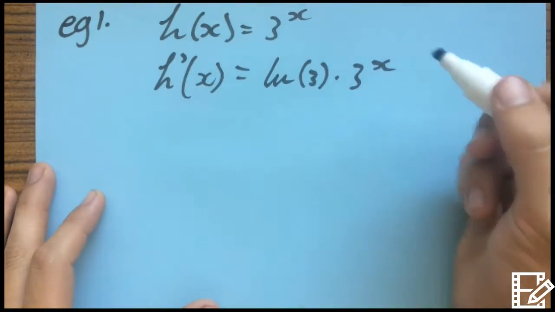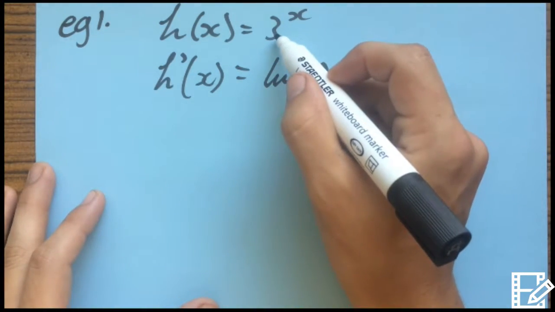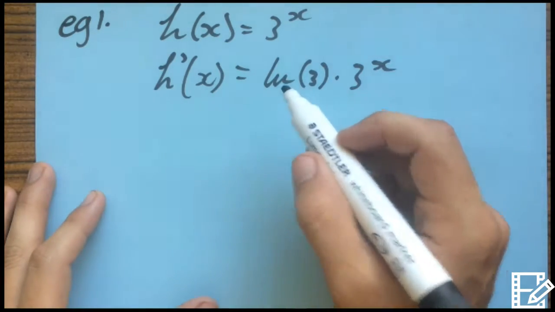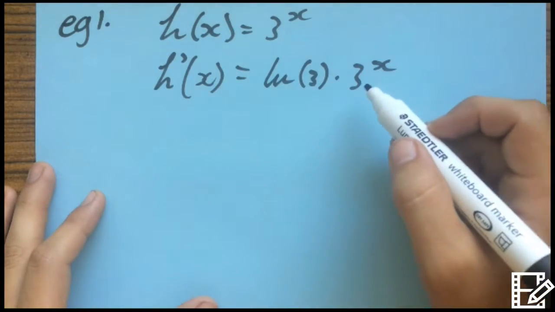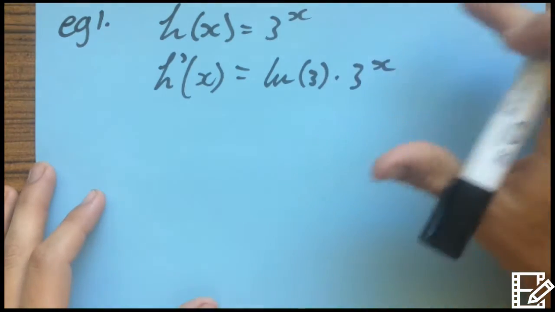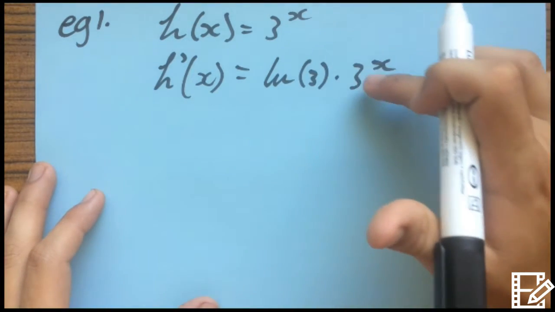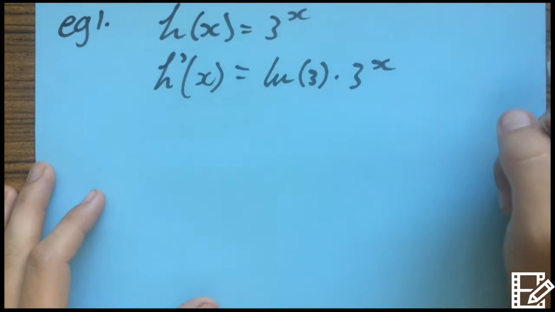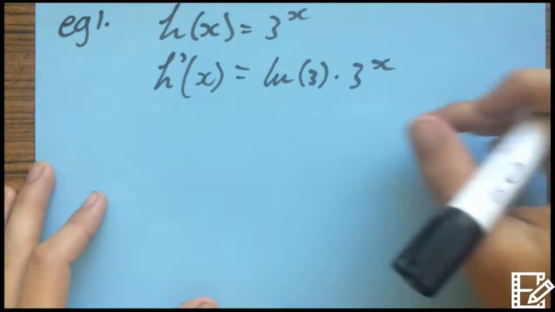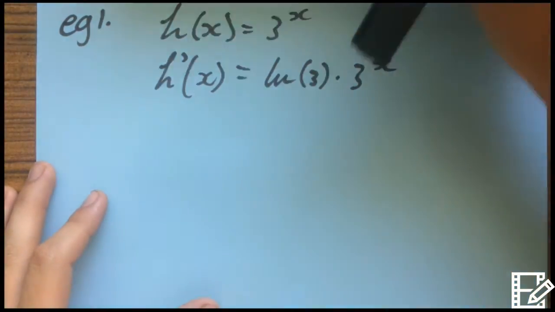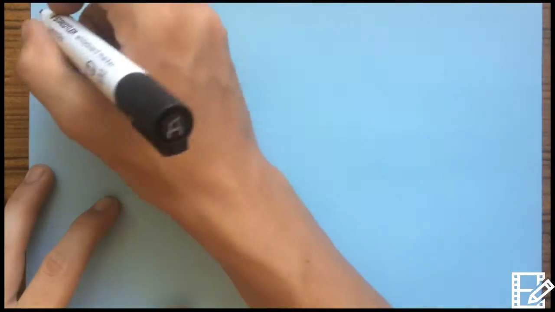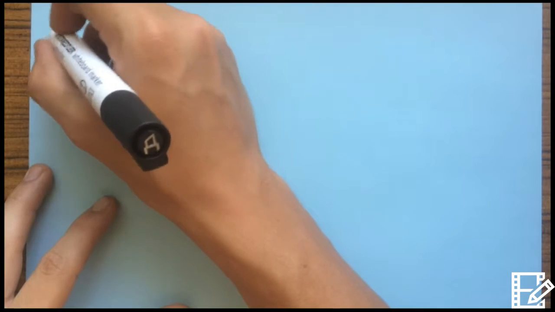See how that works? You have a number to the power of x, and when you derive that function, you get ln of that number multiplied by that number to the power of x. Essentially, when you derive it, it stays the same, but then you multiply it by ln of the number. Okay, that's just the general rule. So now we'll implement that rule into a product rule.